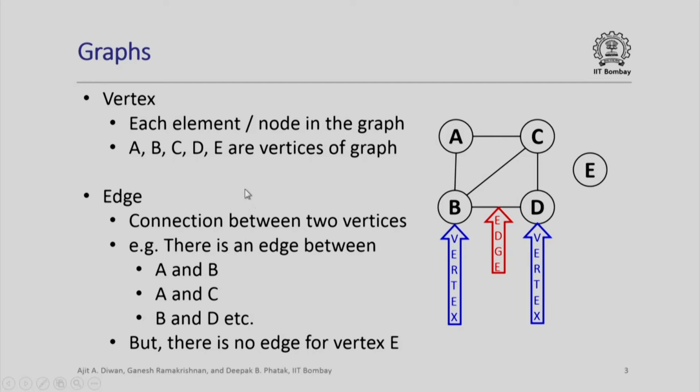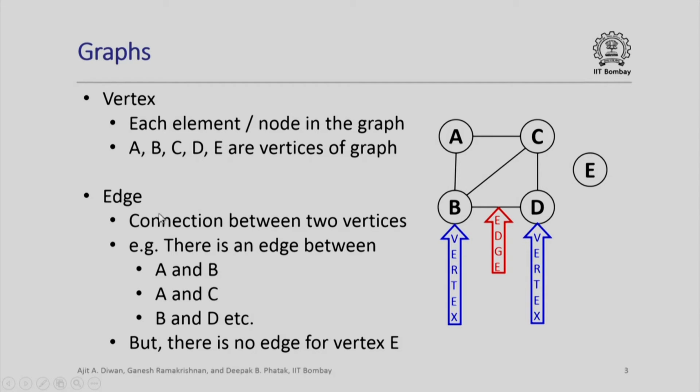Let us look at the representation of graphs. Any graph consists of a set of vertices and a set of edges. A vertex is merely an element or a node in the graph. For example, in this illustration, A, B, C, D, E are all vertices of the graph.